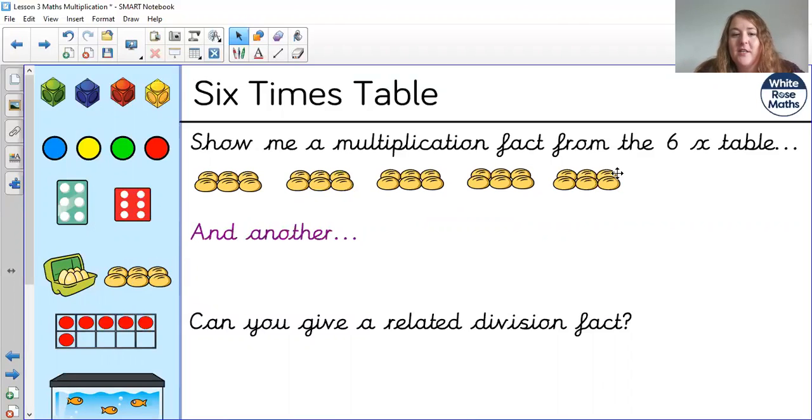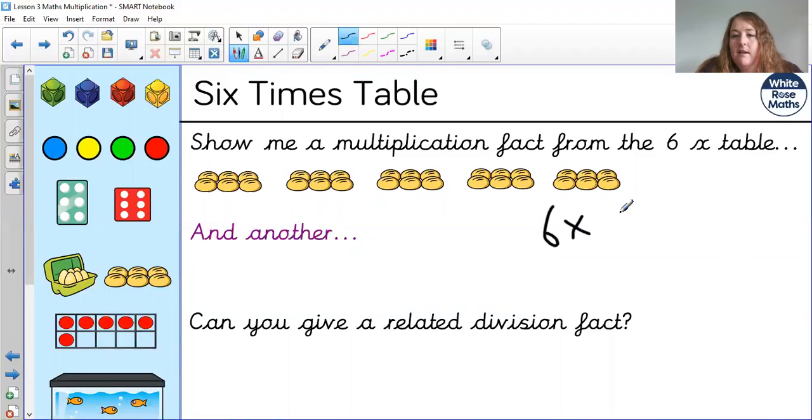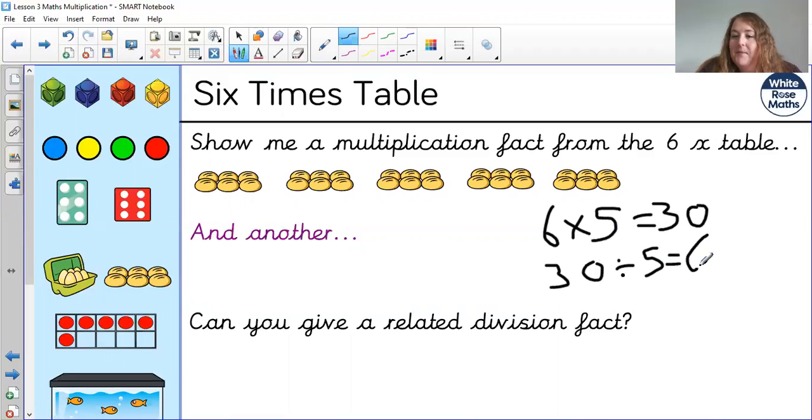My challenge for today, though, it says at the bottom, can you give the related division fact? So if I have shown 6 times 5 up here, which I'm pretty confident the answer is 30, can you then show me the division fact next to it? So I'm looking for 30 divided by, and it could be the 5 or the 6, gives me the other answer. Okay, off you go and have a go at that.